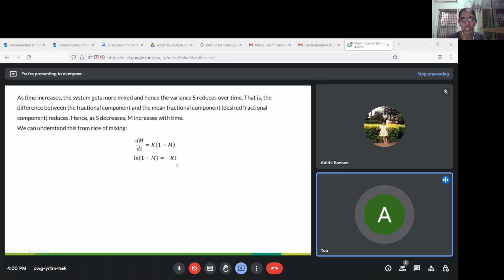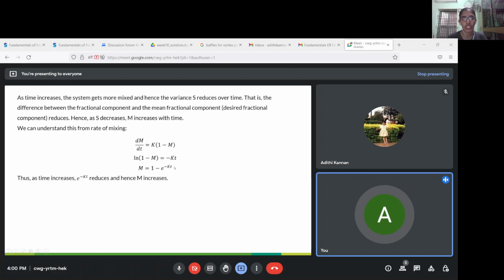So now if you integrate both the sides, that is if you bring 1 minus m this side and dt this side, and you integrate it from 0 to m and from 0 to t, you will get ln of 1 minus m is equal to minus kt. And if you rearrange this, you will take an exponent on both the sides, m is equal to 1 minus e power minus kt.